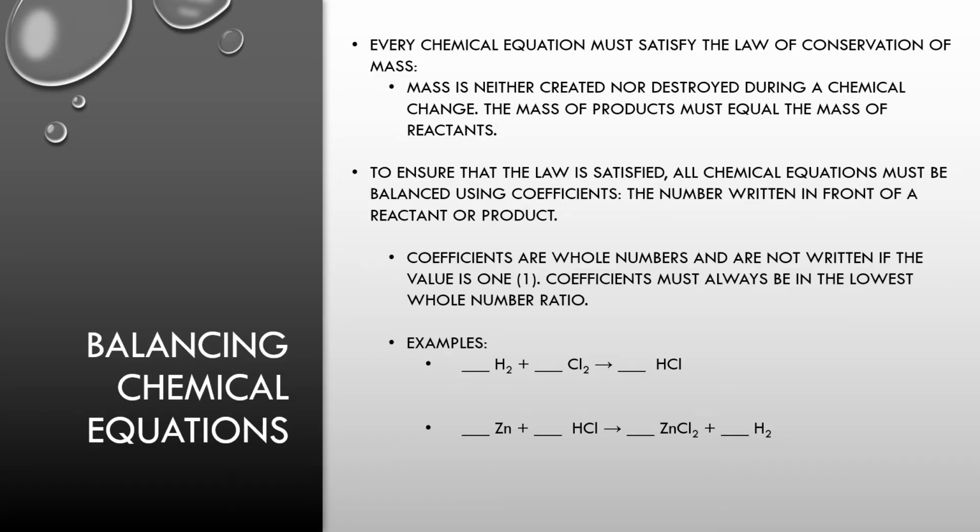All right, so the big portion of what we're going to talk about today is balancing chemical equations. Whenever we have an equation, all these things must satisfy the law of conservation of mass. And remember that in the law of conservation of mass, things can't be created or destroyed, okay? So whatever you start with, you're going to have to end up with the same amount on the other end. So to ensure that the law is satisfied, all chemical equations must be balanced using coefficients, the number written in front of the reactant or product. Okay, so we're going to use coefficients to balance these things out.